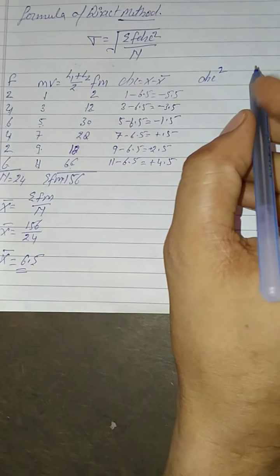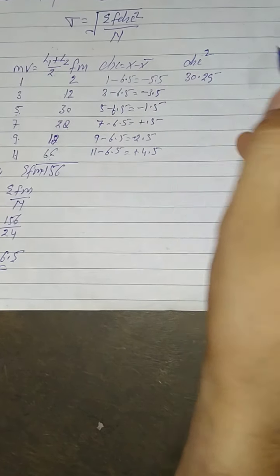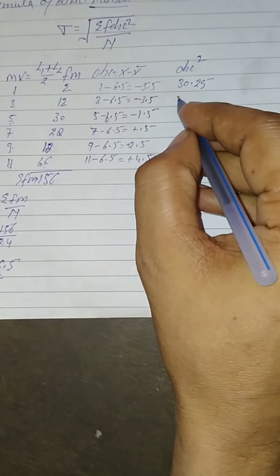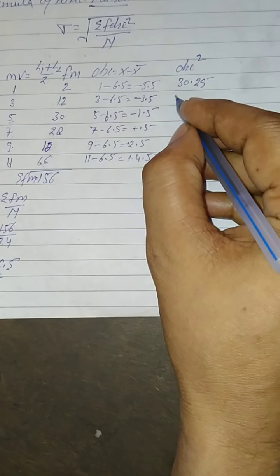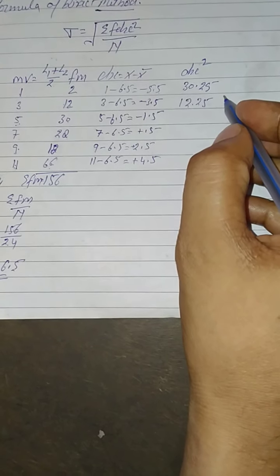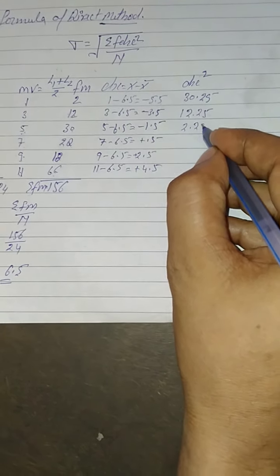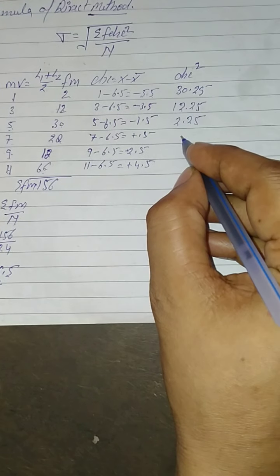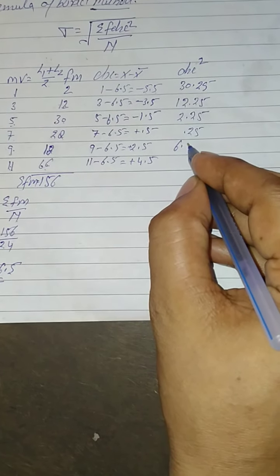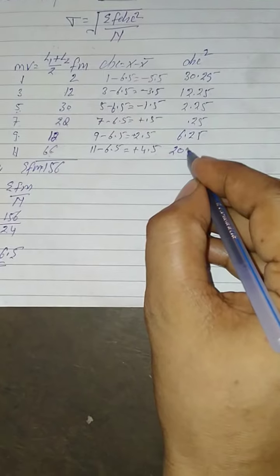5.5 multiplied with 5.5 is 30.25. Clear? 3.5 square is 12.25. 1.5 square is 2.25. 0.5 square is 0.25. 2.5 square is 6.25, and 4.5 square is 20.25.